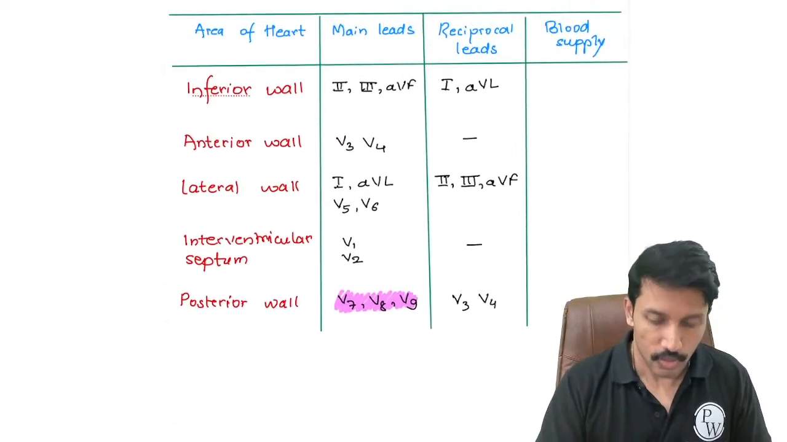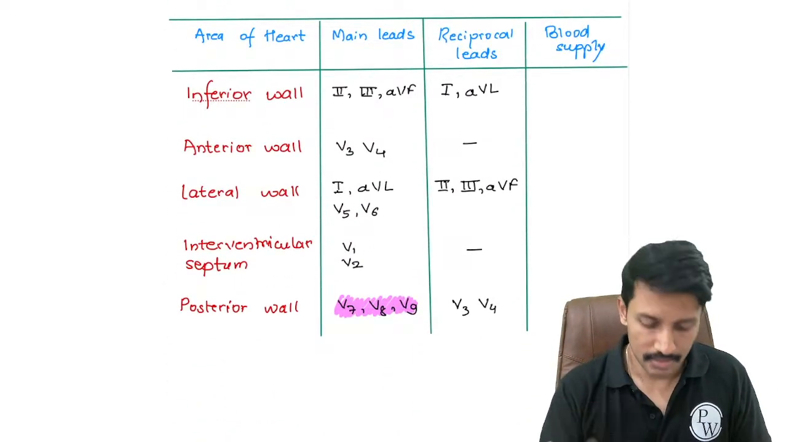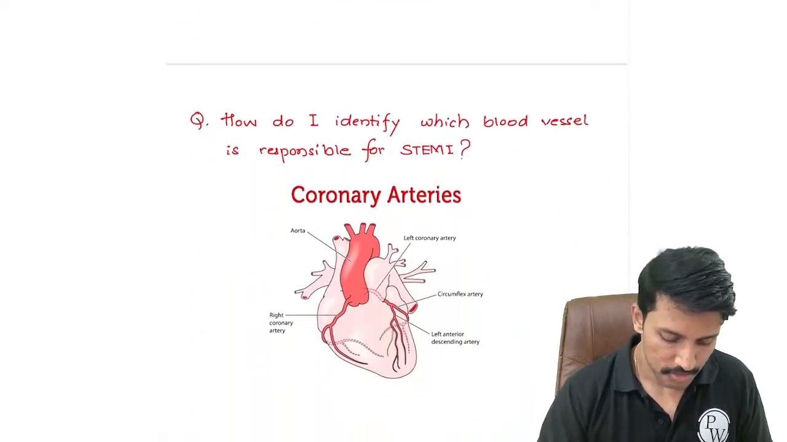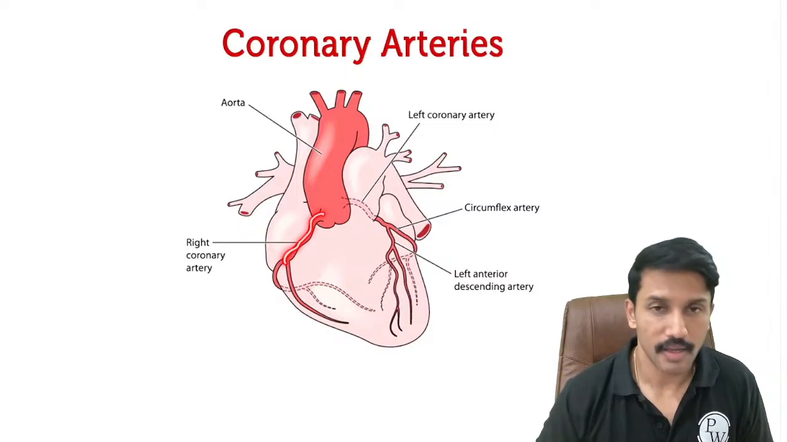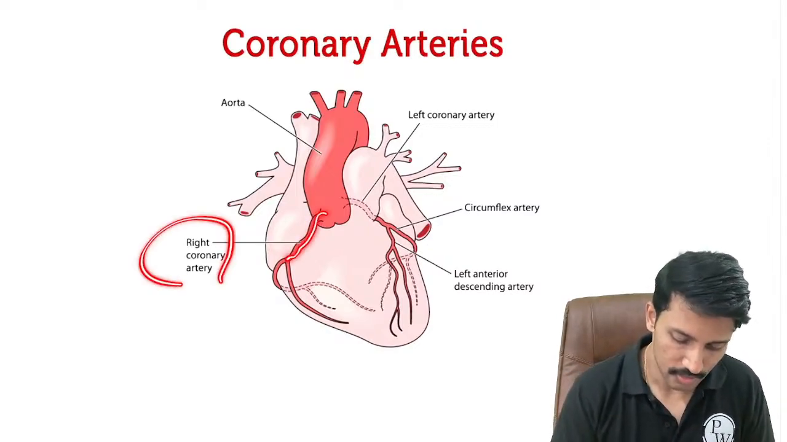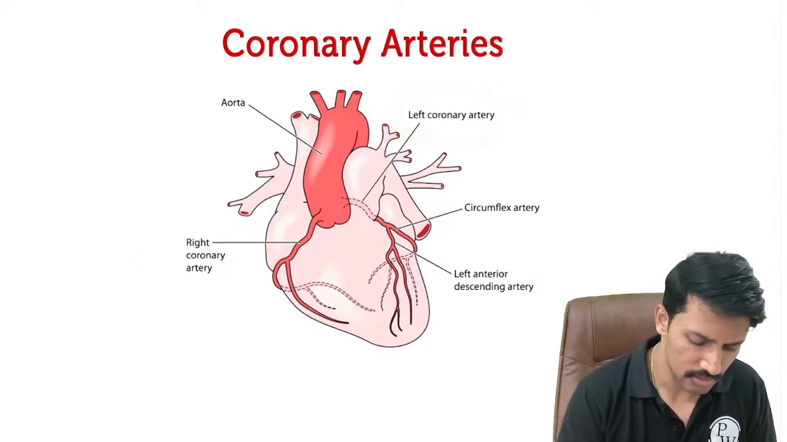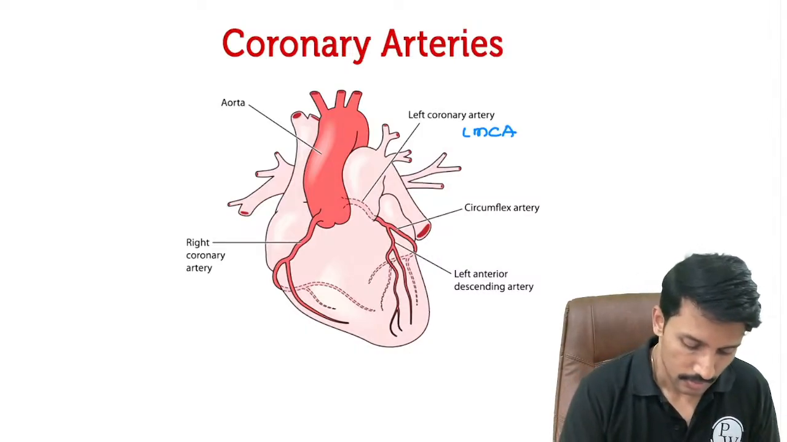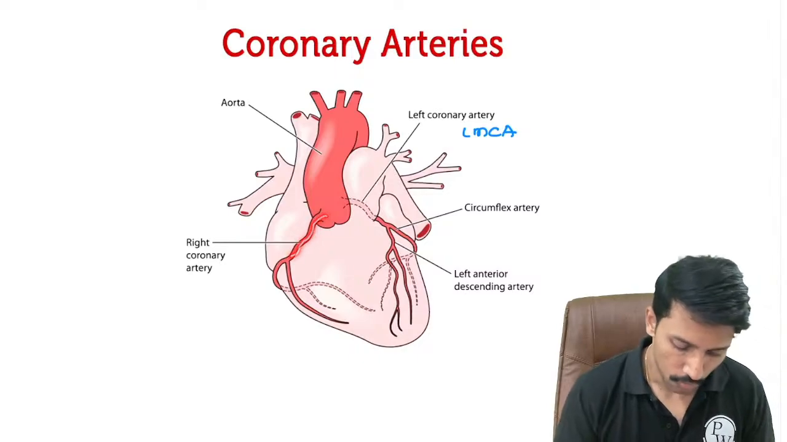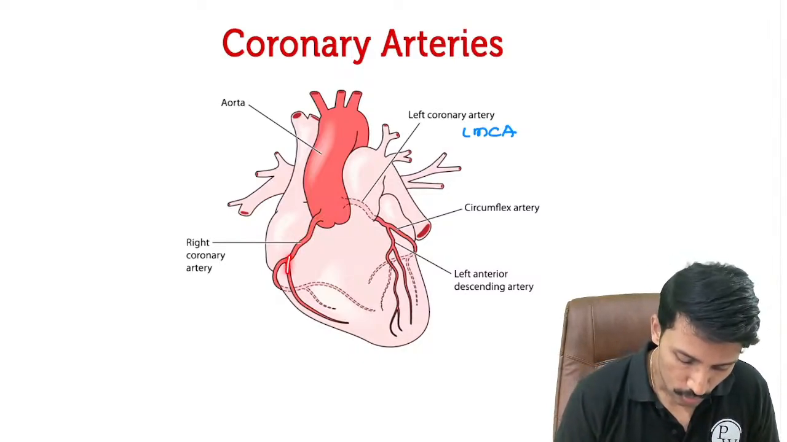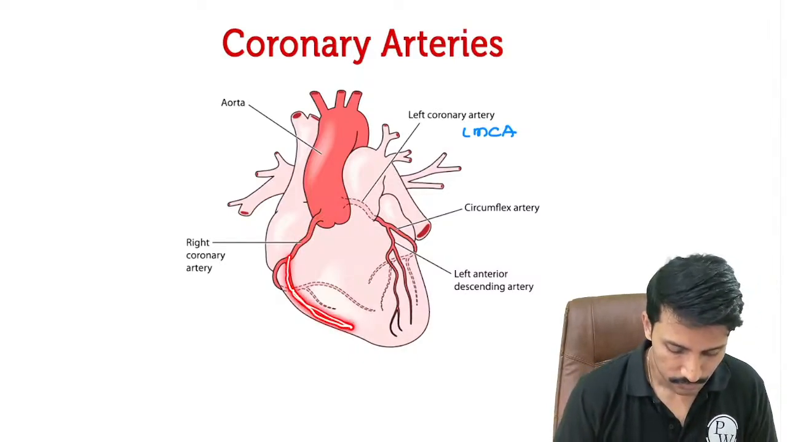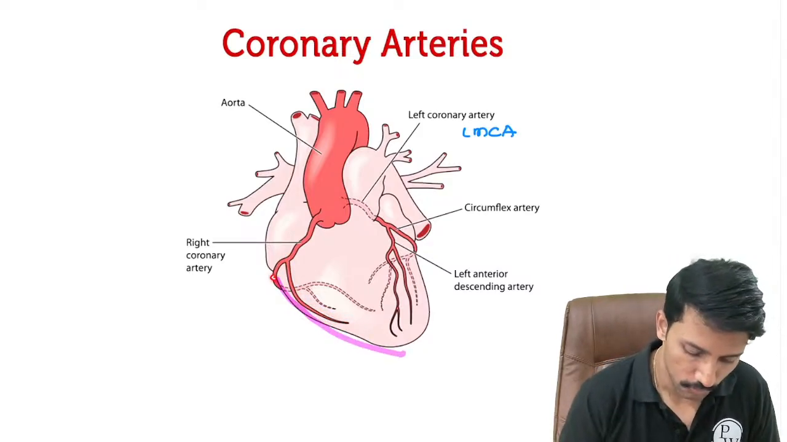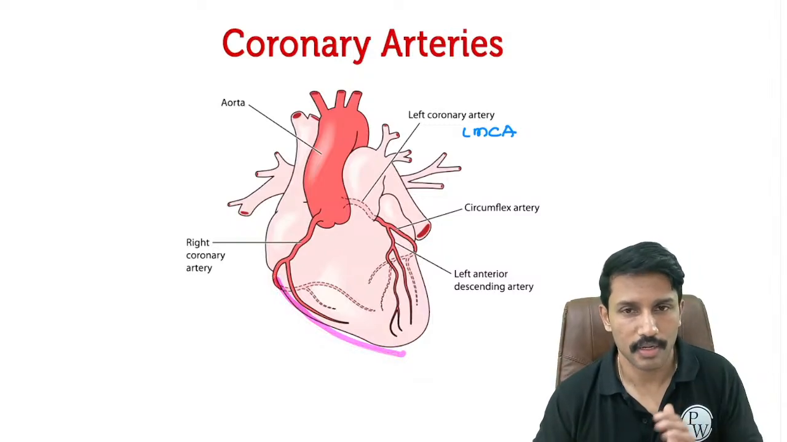Okay. So what we do is, we will complete this table by understanding the blood supply of these individual regions. So we have two major coronary arteries. Both arise from the aorta. One is the right coronary artery. The other one is the left coronary artery, which I can also call LMCA, left main coronary artery. The right coronary artery, as it arises from the aorta, goes on to supply the inferior wall, right? This is the inferior wall of the heart. So the major blood supply to the inferior wall comes from the right coronary artery.